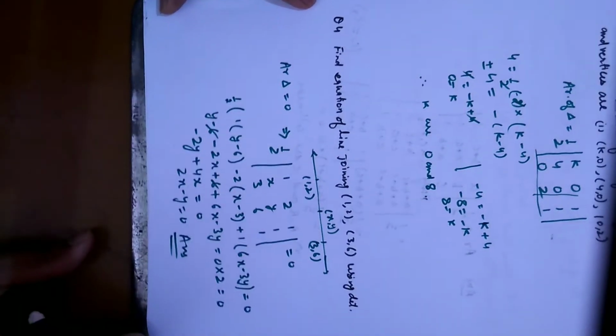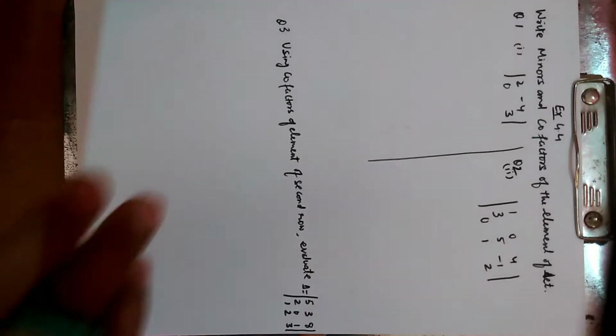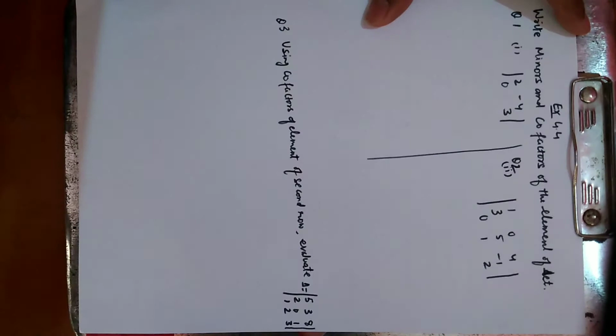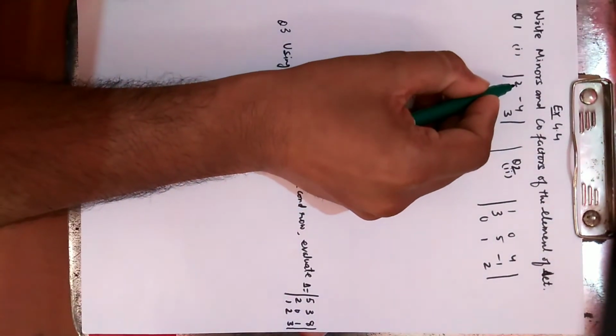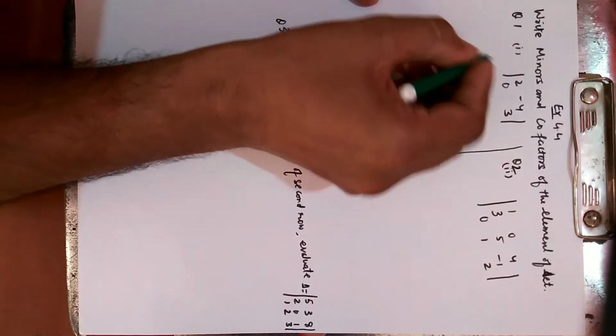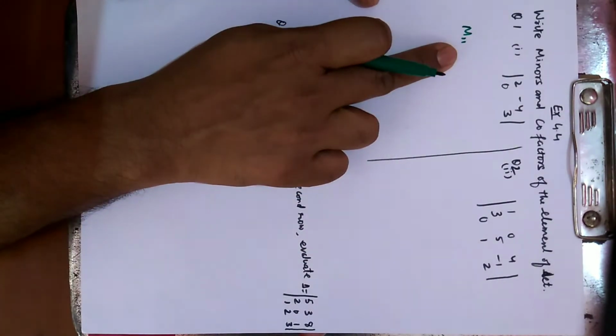Using the method of determinant, you have found the equation of the line. The next concept is we are going to find minors and cofactors of the elements of a determinant. So rather than giving you the definition, I'm just going to show you how to calculate minors. Minors have positions just as the elements have positions. So let's say M11. M11 is the minor at position 1 1.